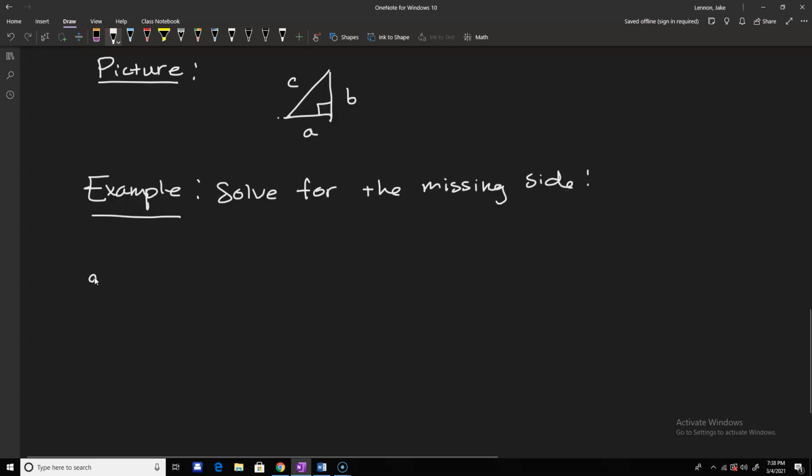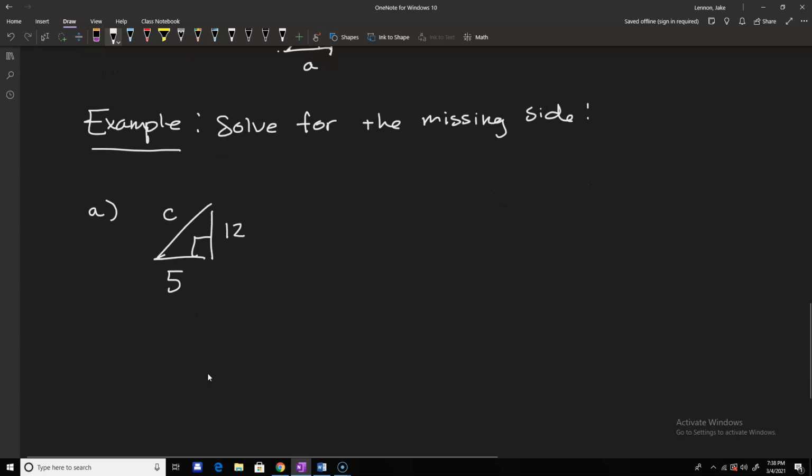So let's say we have A, maybe a straightforward one where we have 5, 12, and then we have this unknown hypotenuse here. So the way we would solve this is we'd say, okay, well, 5 squared plus 12 squared has to be C squared. So we have 25 plus 144 is C squared. And then we can add 25 and 144. So that's 169 is C squared.